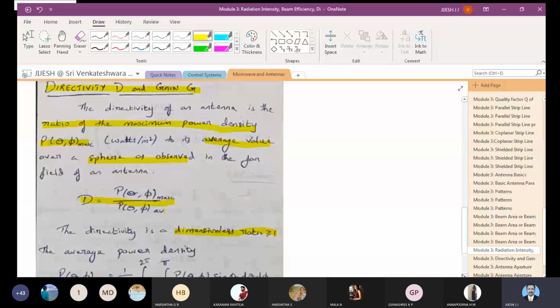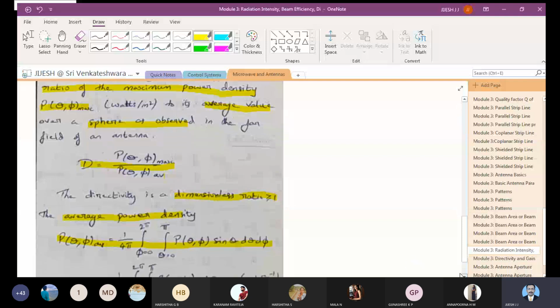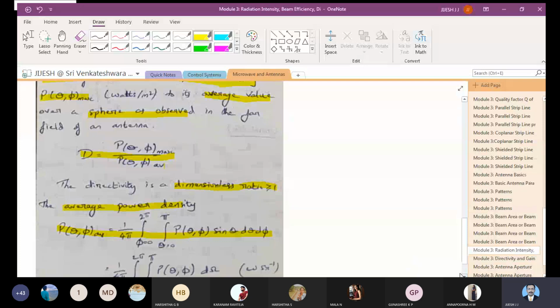So write down this equation, P theta phi maximum divided by P theta phi average, as we said. What is the equation for average power density? Average power density is given by the same equation you studied. Here you will see 1 by 4 pi integral of 0 to 2 pi, 0 to pi, of P theta phi sin theta d theta d phi. You also did a problem based on this equation.